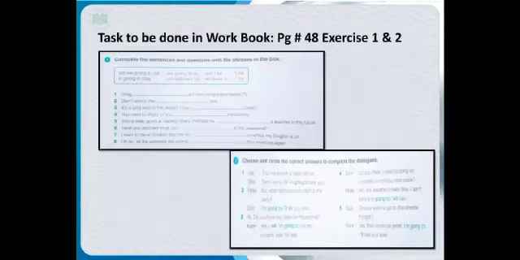Now you have the task to be done in the workbook, page number 48. Here are exercises number 1 and 2. Complete the sentences and questions with the phrases in the box. You can see the box here and it has some phrases in it. In some phrases there is be going to, and in some sentences there is the use of will. So you have to read the sentences very carefully and see which phrases will come in which sentence. Then you have to choose and circle the correct answer to complete the dialogues. Again, you have been given the choices will and going to. So be very careful, read the sentences and find out where we will put will and where we will put going to.